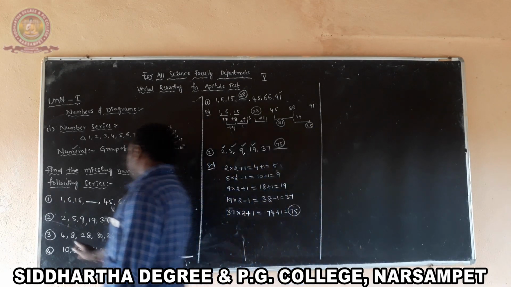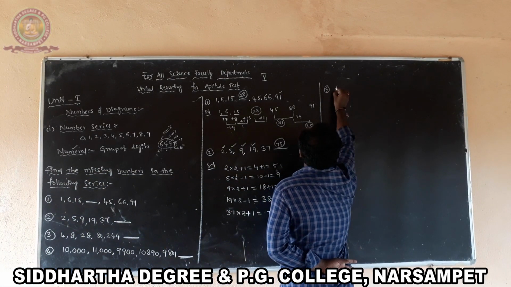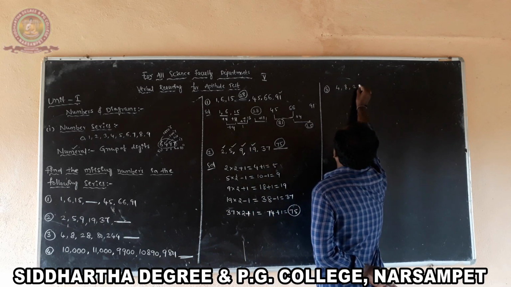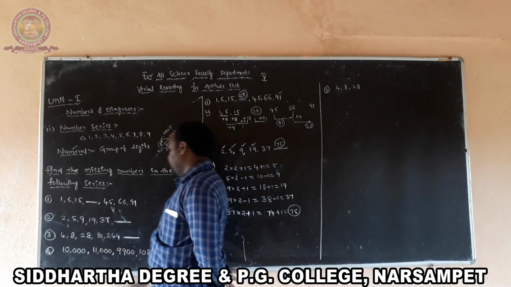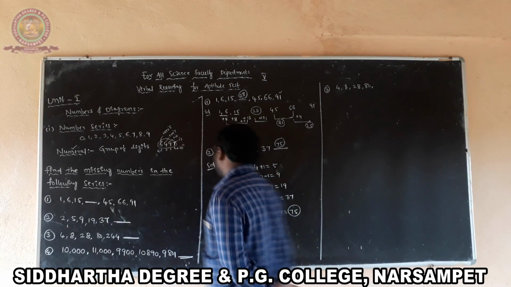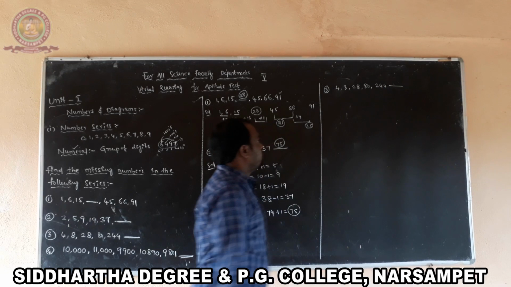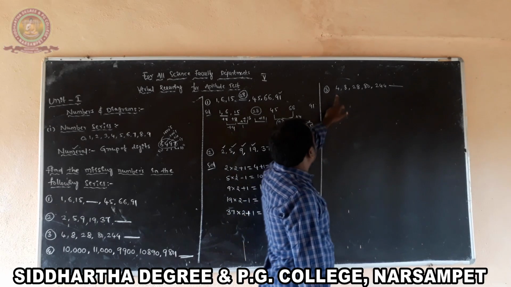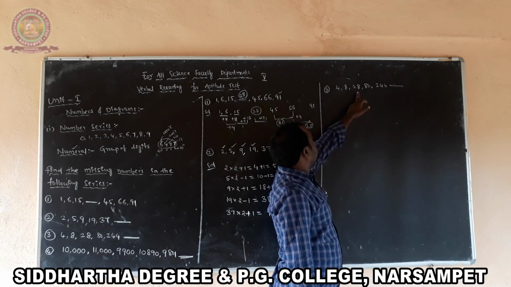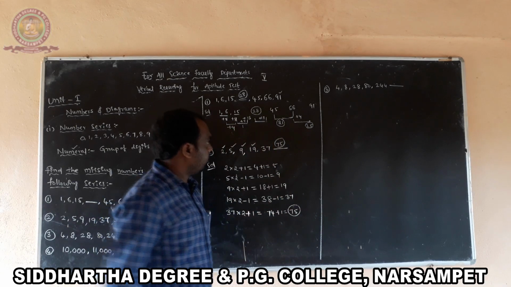The next one is 4, 8, 28. The next one is 4, comma, 8, comma, 28, comma, next one is 80, comma, the next one is 244. Find the next term in the following series. So the order is like this: 3 square is 9, so that is 8. 3 cube means 27, that is plus 1, that is 28. So this is the order.